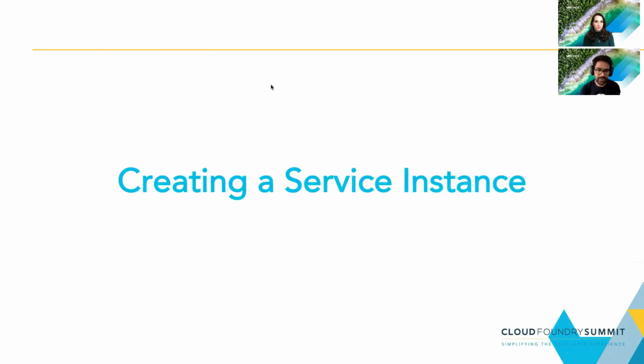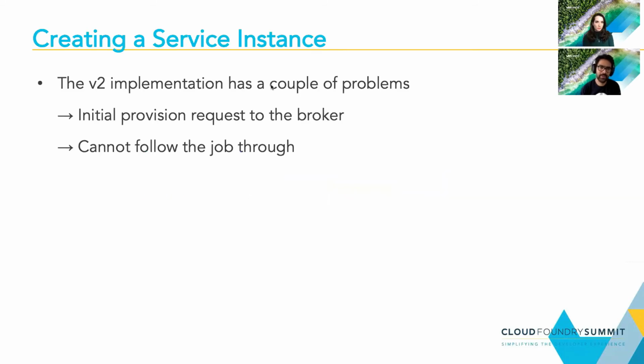But more important than that, we also changed how create behaves in the API. The V2 implementation has a few problems. The first is that the initial provision request to the broker is synchronous, so we wait for the broker to respond before responding to the client, but that initial request can take a long time and the client can time out. Also, the way we structure the jobs makes it quite impossible for people to follow through a particular job.